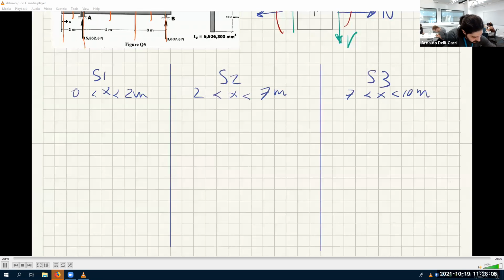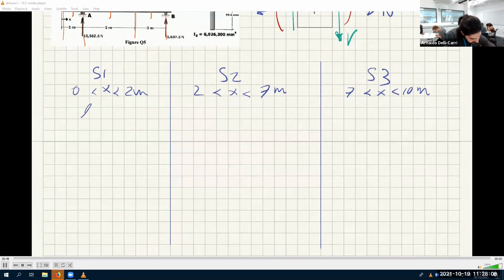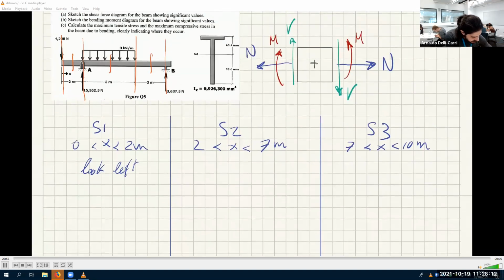And so for this one, I'm looking left. For this one, I will probably look right. Yeah, look right. And for the last one, I'll definitely look right. Again, it doesn't matter if you look left or right, the internal forces are the same because they're equal and opposite to each other, no matter which segment you take.